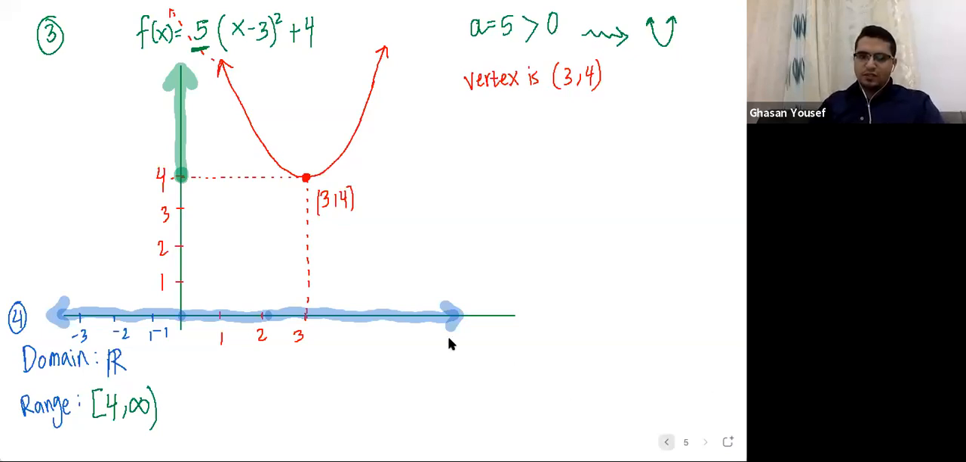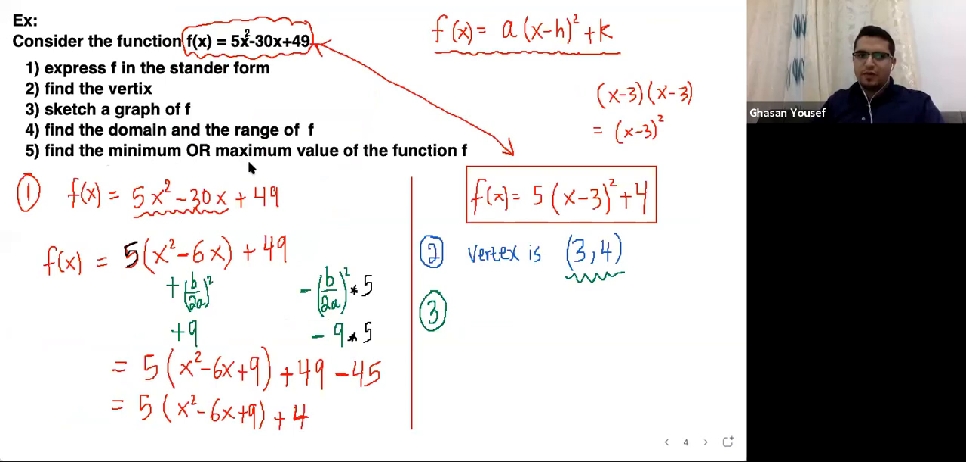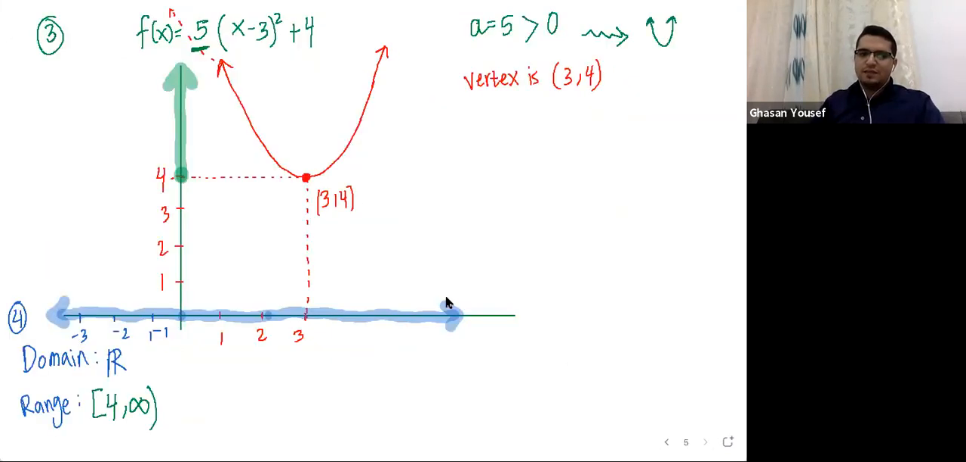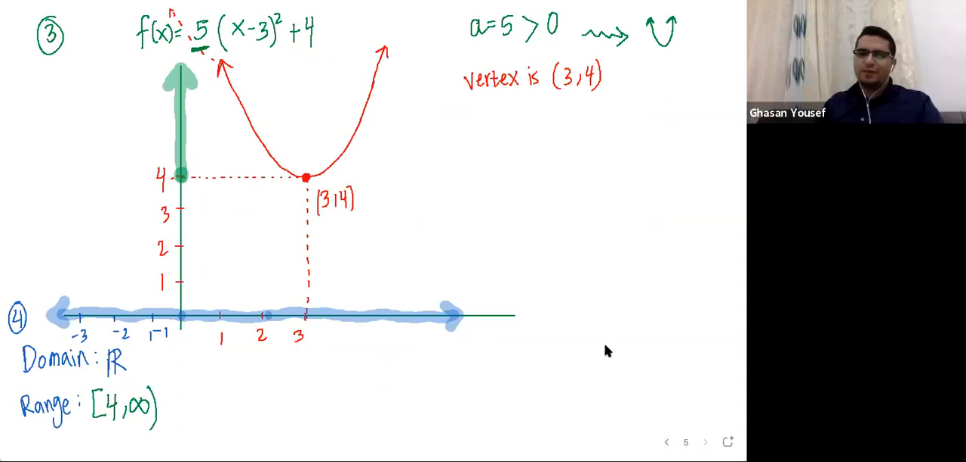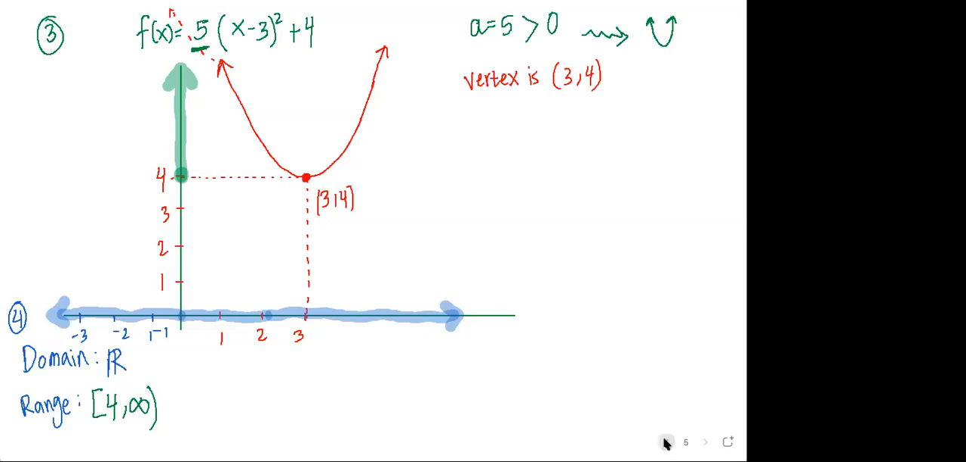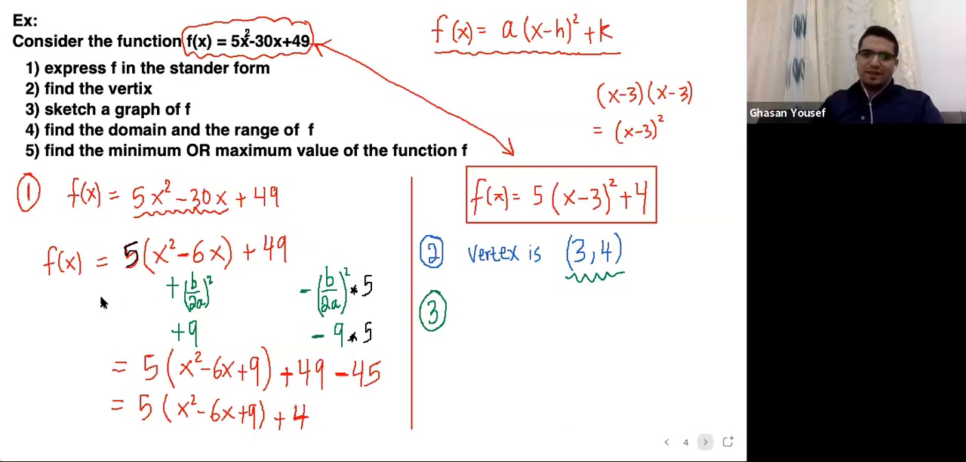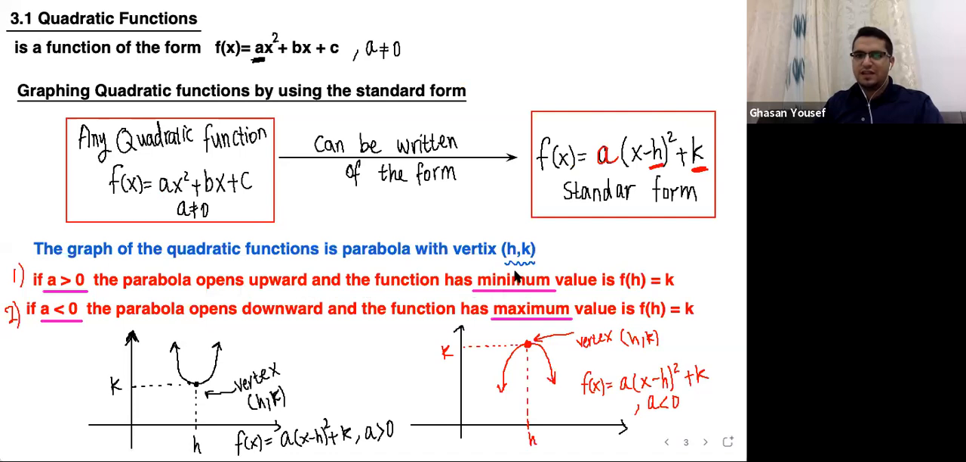Okay, let's go back to question number 5. Find the minimum or maximum. Do we have a maximum or minimum for this example? We only have a minimum. Why is it a minimum? Because a is positive. Exactly. Go back here. If a is positive, the parabola opens upward and the function has a minimum. If a is positive, minimum. Negative, maximum.